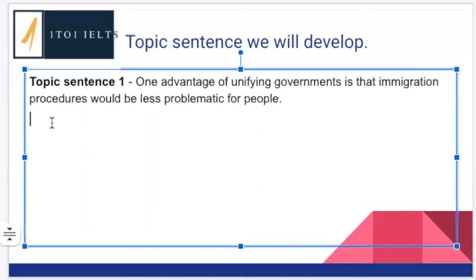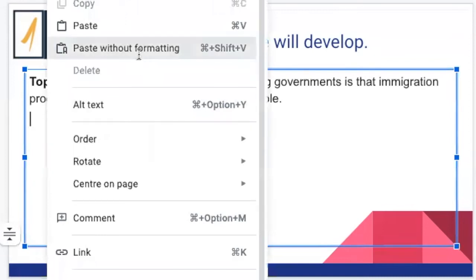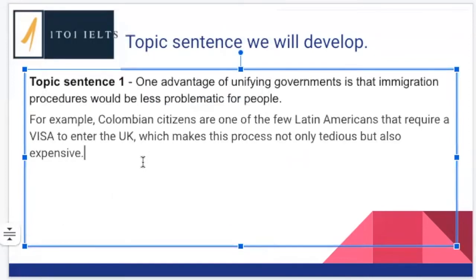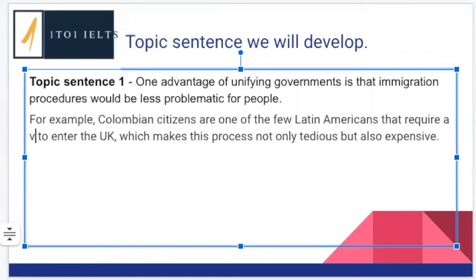On here from Marisol. Don't worry, I'll get through everyone. So for example, Colombian citizens are one of the few Latin Americans that require a visa to enter the UK, which makes this process not only tedious, but also expensive. Okay, so when we're talking about visa, this word will be lowercase.